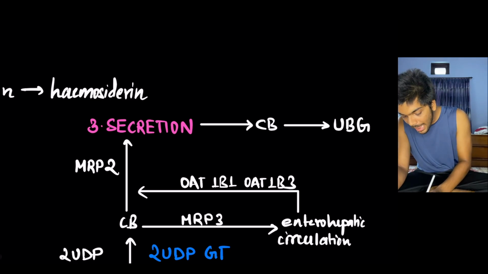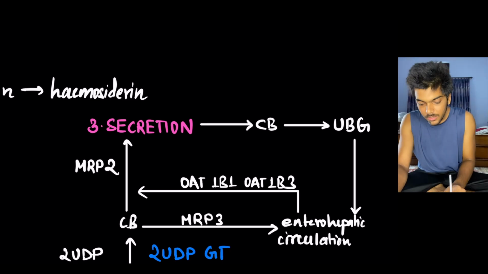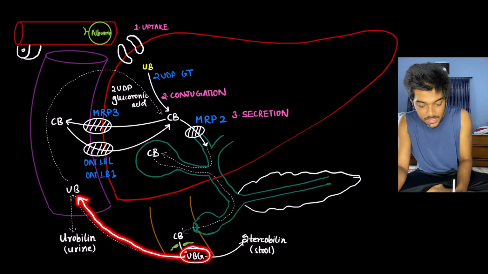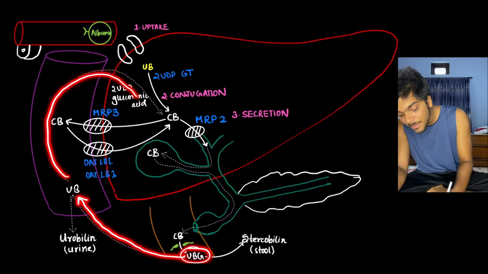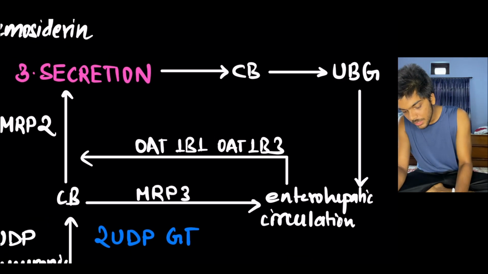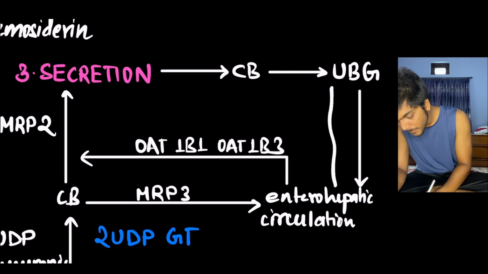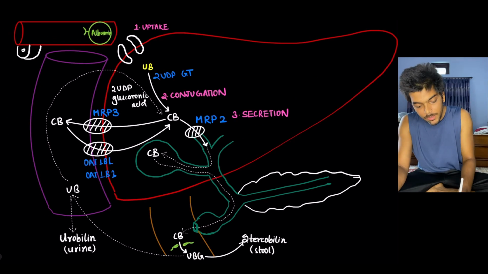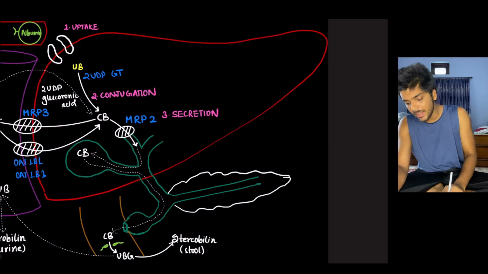Number 1, go back into enterohepatic circulation. See, urobilinogen in the duodenum can go back into enterohepatic circulation, and then it returns back. But not all of it returns back. Does all of it return back? No, some of it enters the systemic circulation and reaches the kidney.